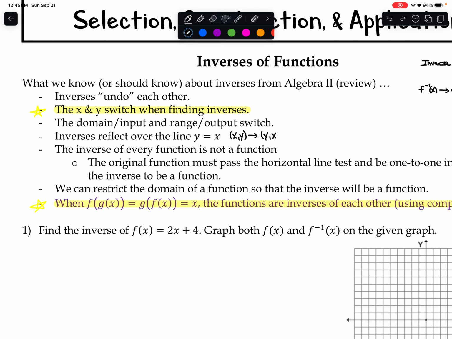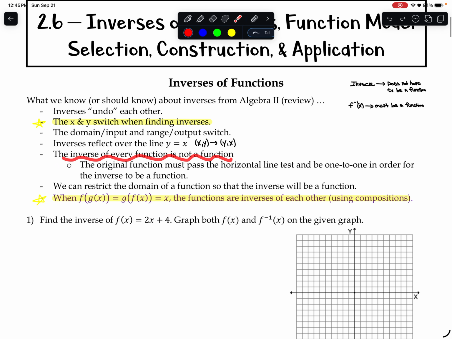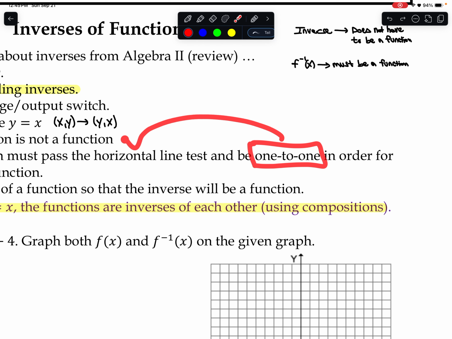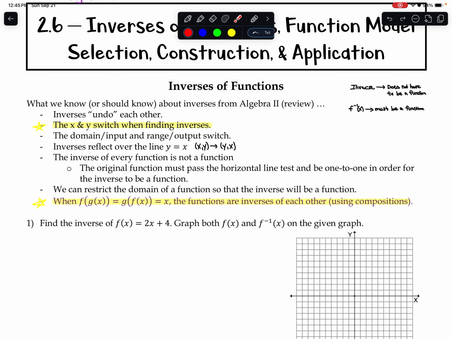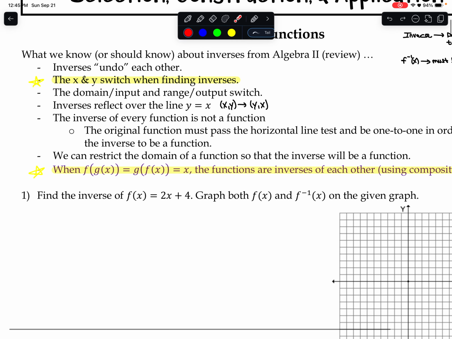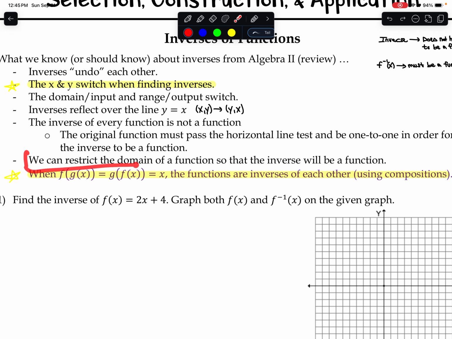And then, as I was just saying before, not every inverse is going to be a function. The original must pass the horizontal line test in order to be what we call one-to-one, which is just a fancy mathematical way of saying it passes the horizontal line test. We're going to look at all these details later on. If the inverse is not a function, we may restrict the domain of the function so that the inverse will be a function. We're going to get more into this later on, especially when we get to inverse trig, but for right now, we're just going to focus on the algebraic side of these.